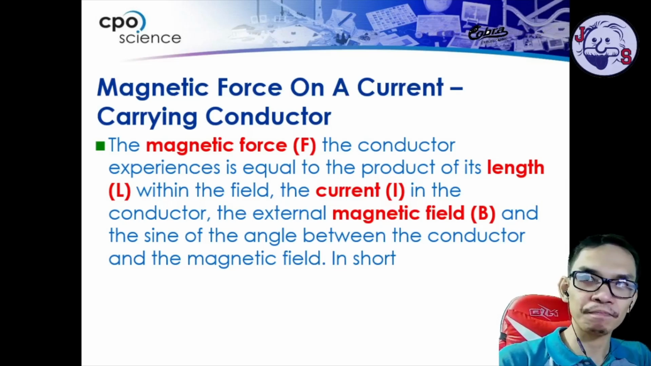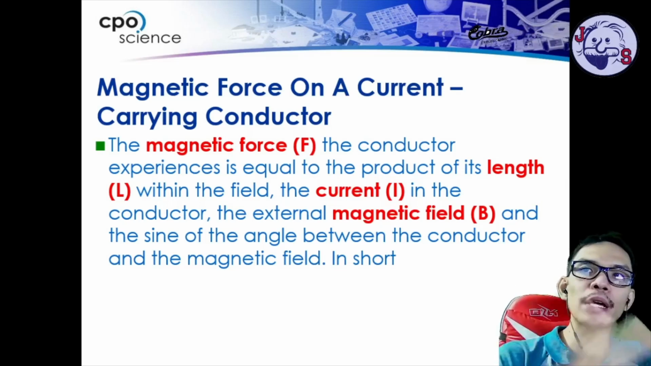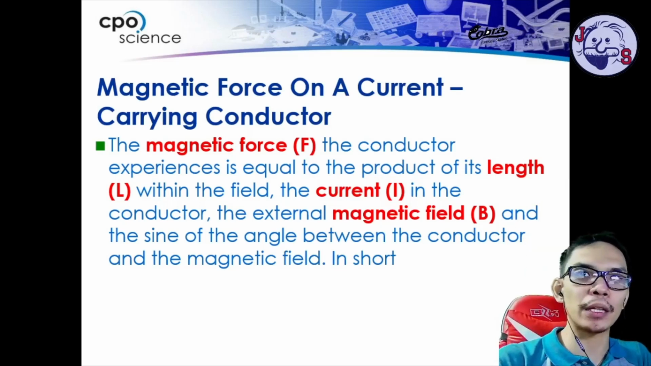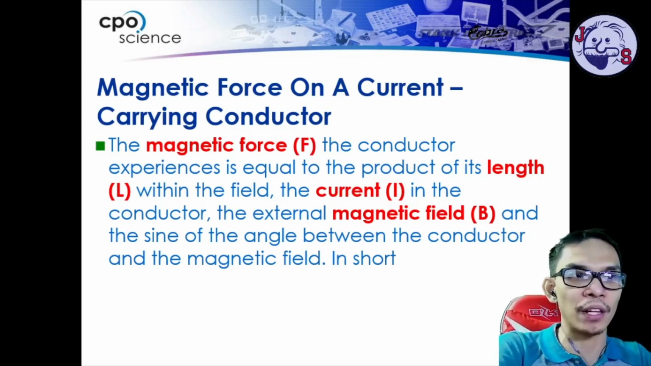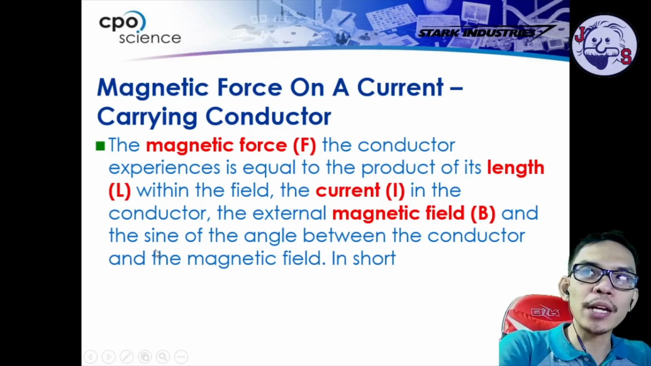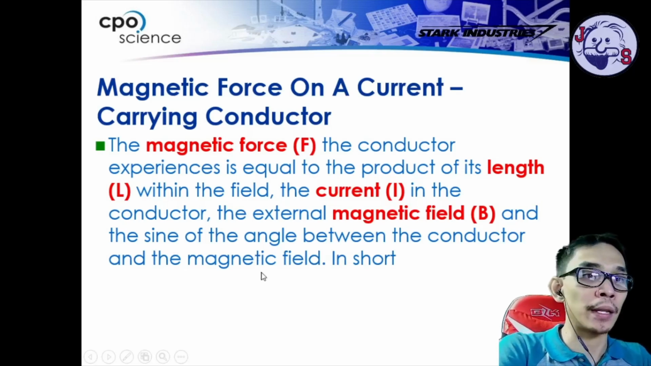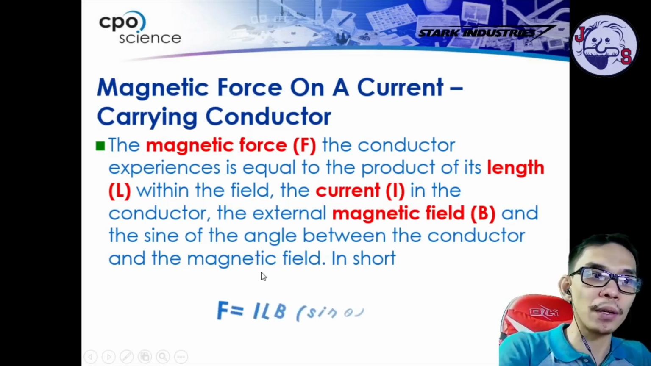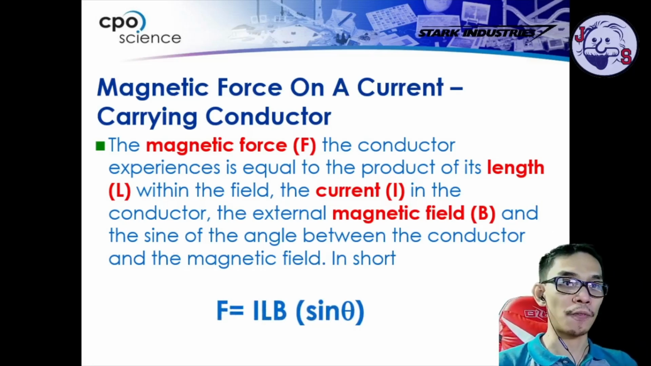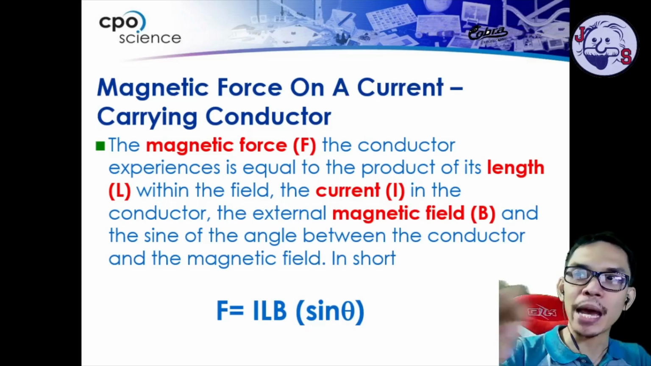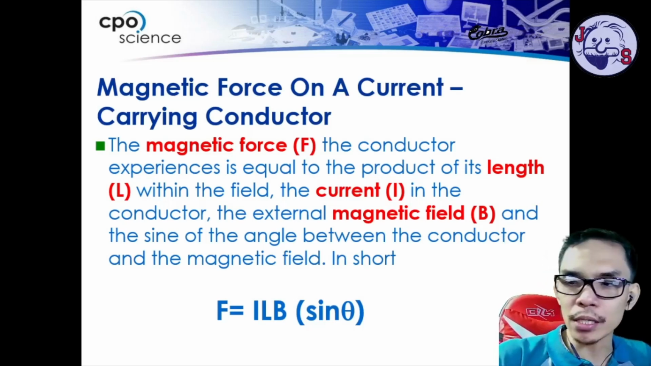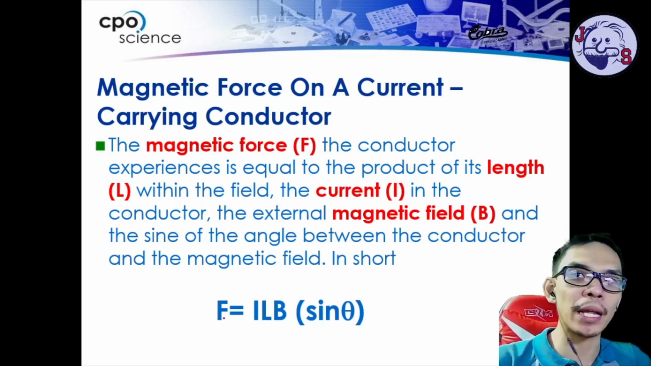So in short, not only the external magnetic field, but also the position of the wire over that magnetic field, or the sine of the angle between the conductor and the magnetic field. So in short, we have this particular formula: F is equal to ILB sine theta. What does this formula tell us?